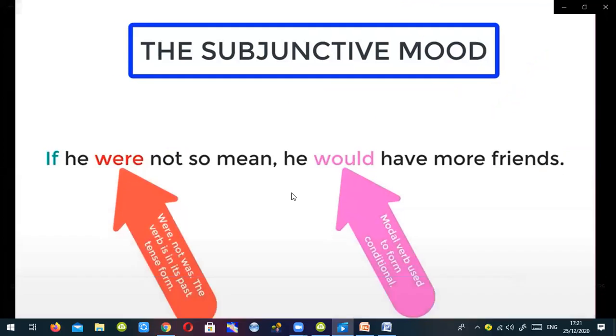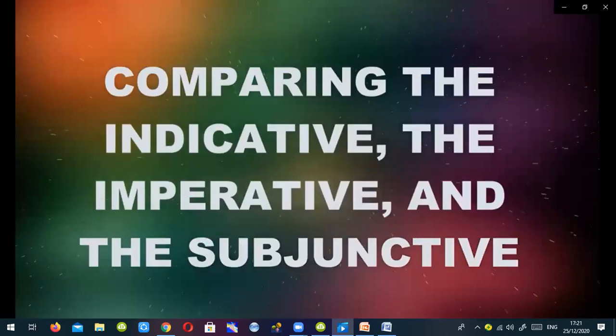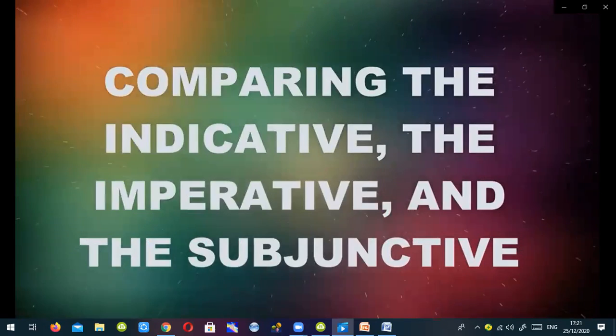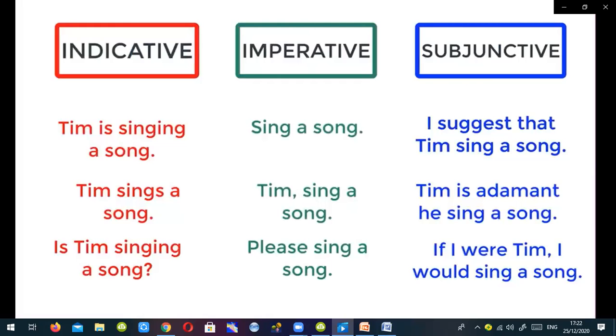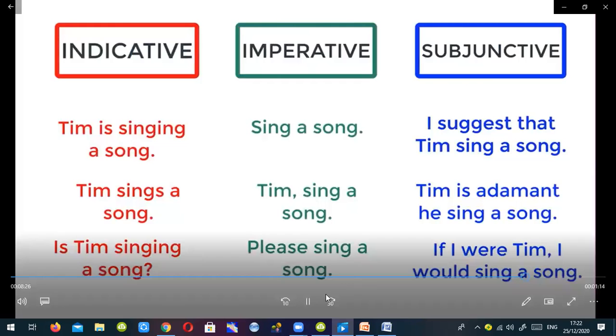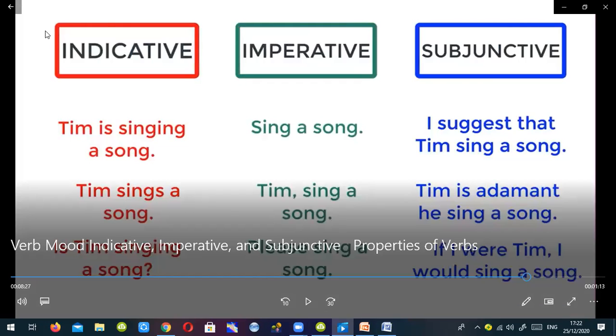We'll address conditionals in a separate lesson. Now let's go on to compare the three moods side by side, and let's use the verb sing. Okay, you can see here indicative, imperative, and subjunctive.